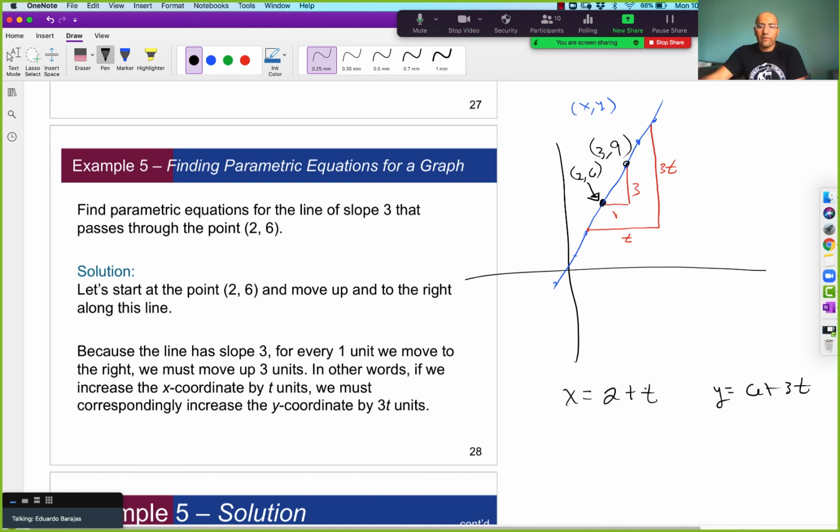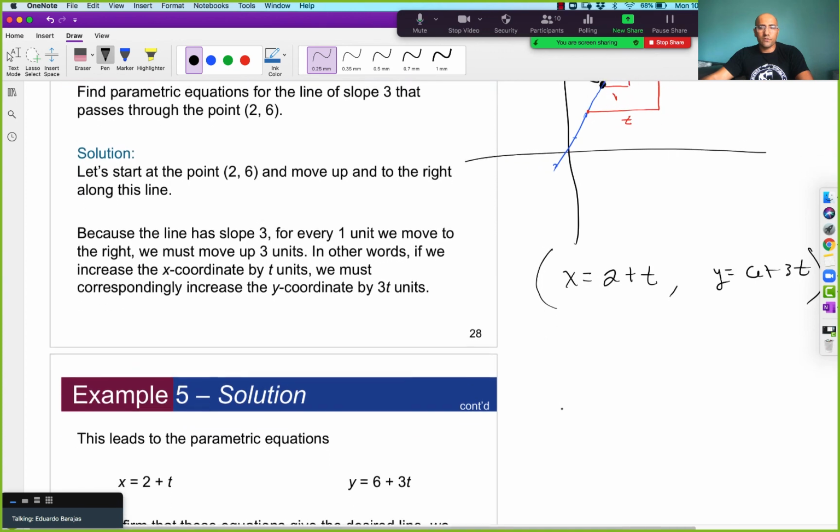So now if t equals 1, we get a 3. If t equals 1, we get a 9. Yeah, that seems to match. Good. So here is our parametric equation of the line that has slope of 3 and goes through the point 2 comma 6. Any questions?